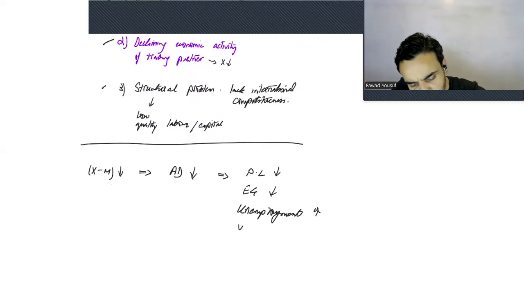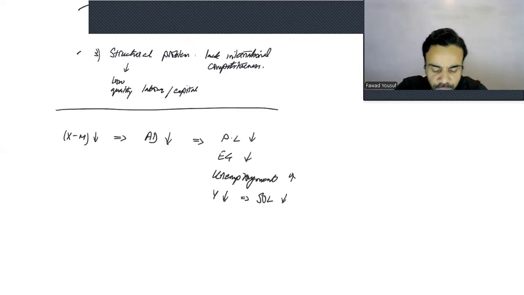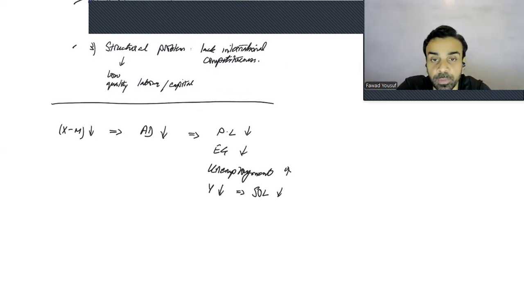People's incomes will fall, right? And because incomes are falling, the standard of living of the people is going to fall because they won't be able to afford as many goods and services because of unemployment. So obviously incomes are also not there.